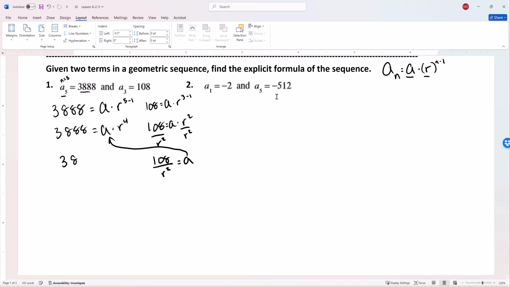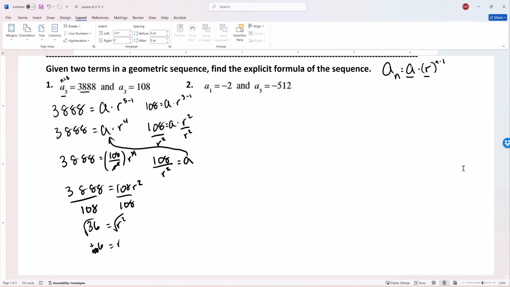So I'm going to get 3,888 equals, now instead of a, I have 108 over r squared, and that's times r to the fourth. Now some of the r's are going to reduce, so I get 3,888 equals 108 r squared. Now I can divide both sides by 108, and so that's going to give me 36. And now I can square root both sides, and you do get plus or minus 6, but in this instance it's only going to end up being a positive 6, so we just have positive 6.